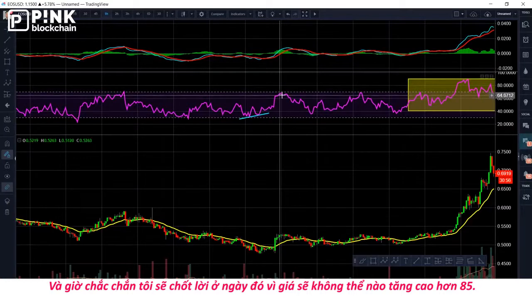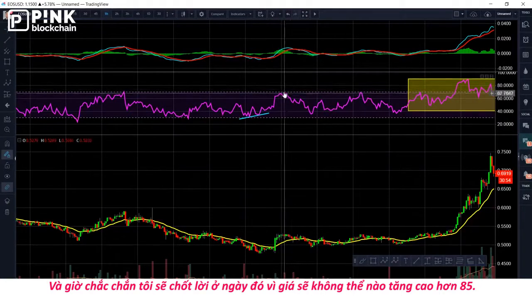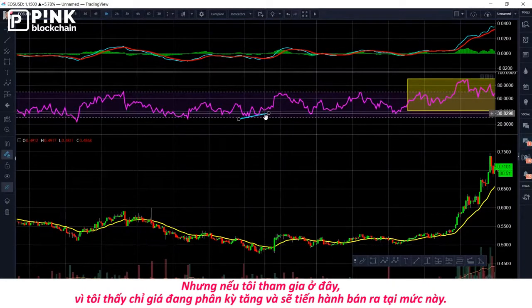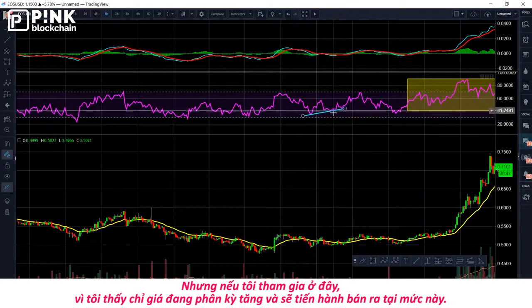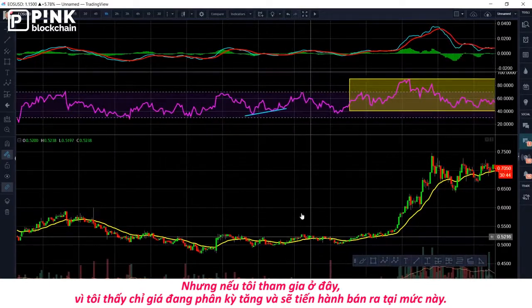Now, I would have probably taken a profit up there because it couldn't reach higher than 85, right? But I would have re-entered right here because I saw it bullishly diverging as well. And where would I have sold it? I would have sold it right up there.